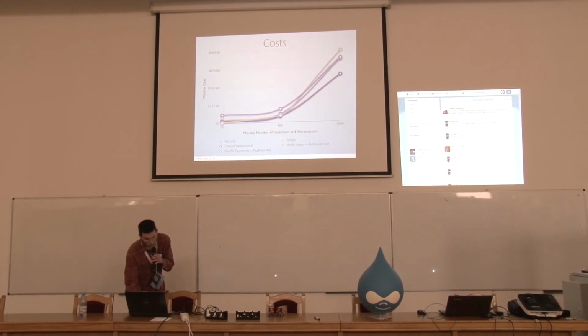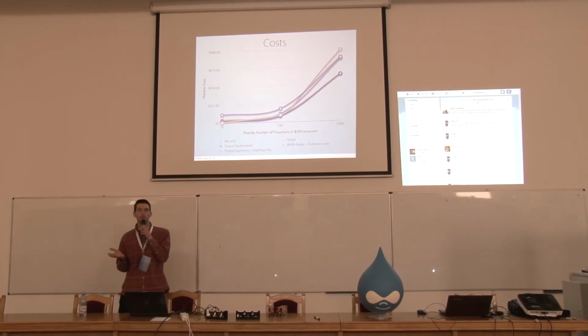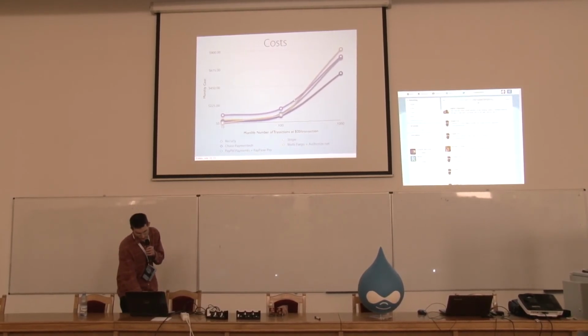So if you have no traffic on your site at all, you have to pay $100 to Recurly. And then there's a per transaction fee as well. So it's going up as there are more and more transactions. You can use other services, and you can see that Recurly is not that cheap even for a large number of transactions.